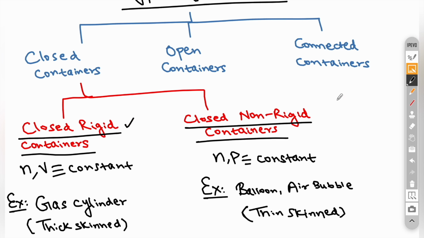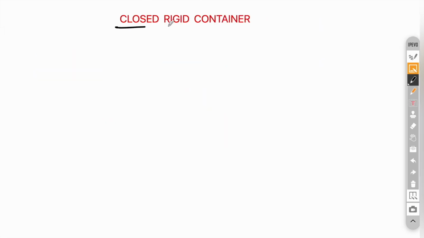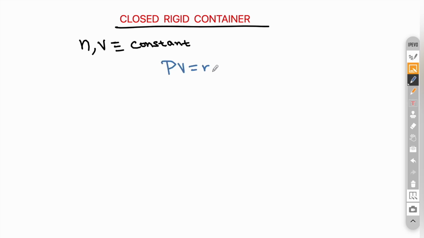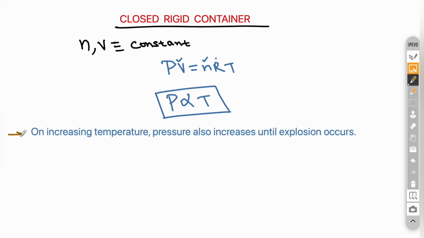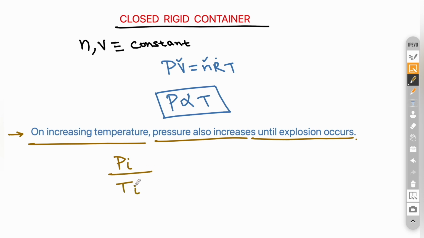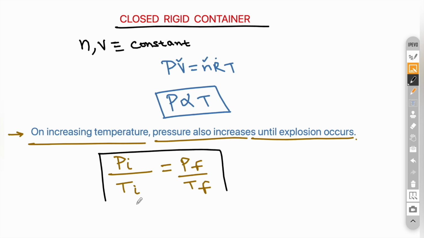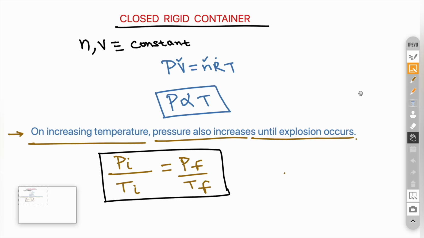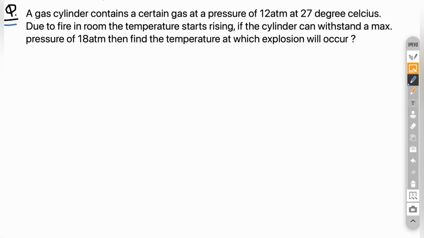Let's discuss closed rigid container in detail, then we'll go to closed non-rigid container. In a closed rigid container, moles and volume are constant. As per the ideal gas equation, PV = nRT. R is constant, and V and n are also constant, so pressure will be directly proportional to temperature. On increasing temperature, pressure also increases until explosion occurs. So Pi/Ti = Pf/Tf: initial pressure divided by initial temperature equals final pressure divided by final temperature. We'll solve problems based on this.